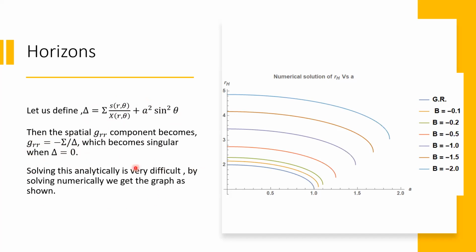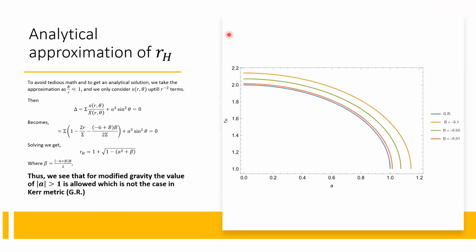So this can be solved to find the RH. This can be numerically solved. Analytically, it is very difficult to get. So here we have done an analytical approximation to get a feel of the RH, where we have considered B by R.